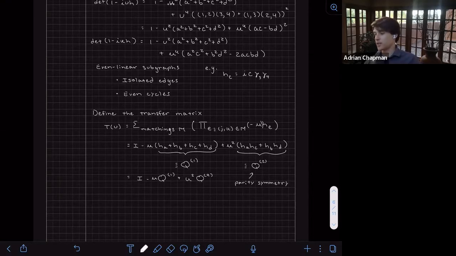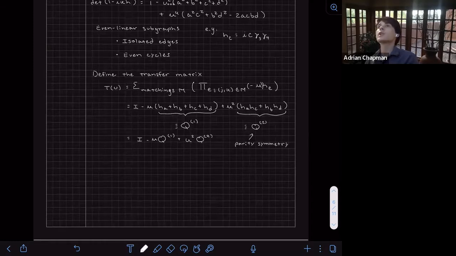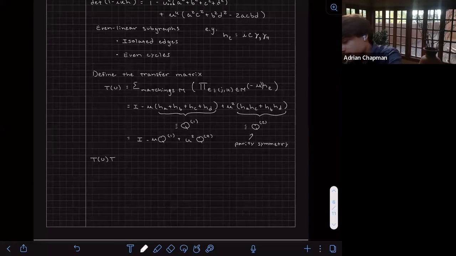And so each term in Q2 commutes with everything. Q2 therefore commutes with Q1, and also the identity commutes with everything. So the terms in this sum also commute. Generally they won't commute with each other, but under certain special conditions, they will.